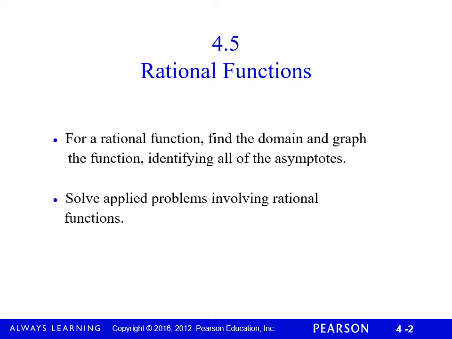We're going to find the domain and graph of the function, identifying all of the asymptotes. We're going to solve applied problems involving rational functions.